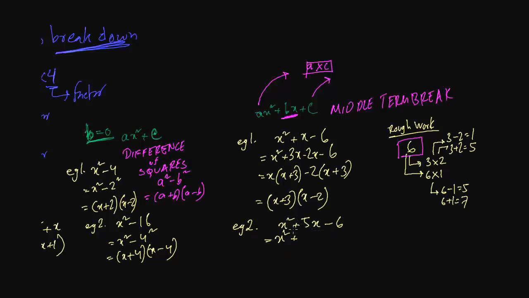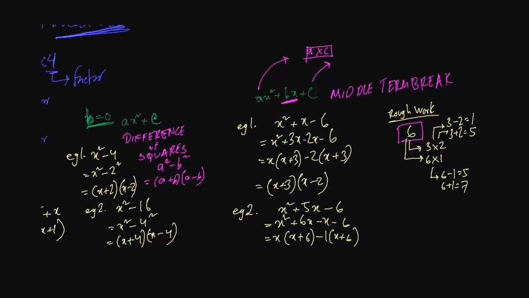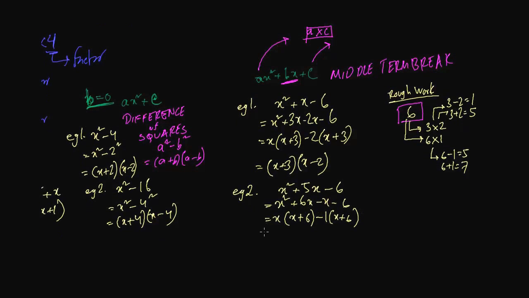So 6x minus x. If I take x common, it will be x plus 6. If I take 1 common, it will be x plus 6. So this thing is working now. So we can do this sum by taking x plus 6 common and by taking x minus 1. So this is how you do middle term break.